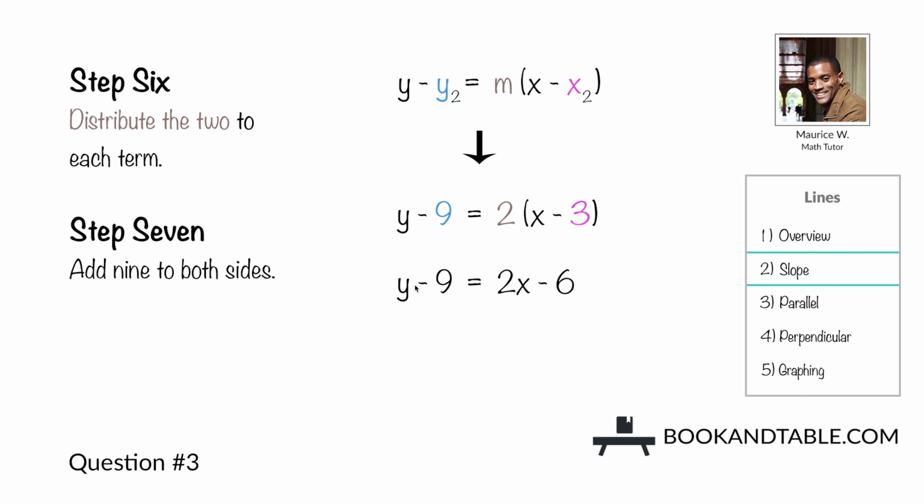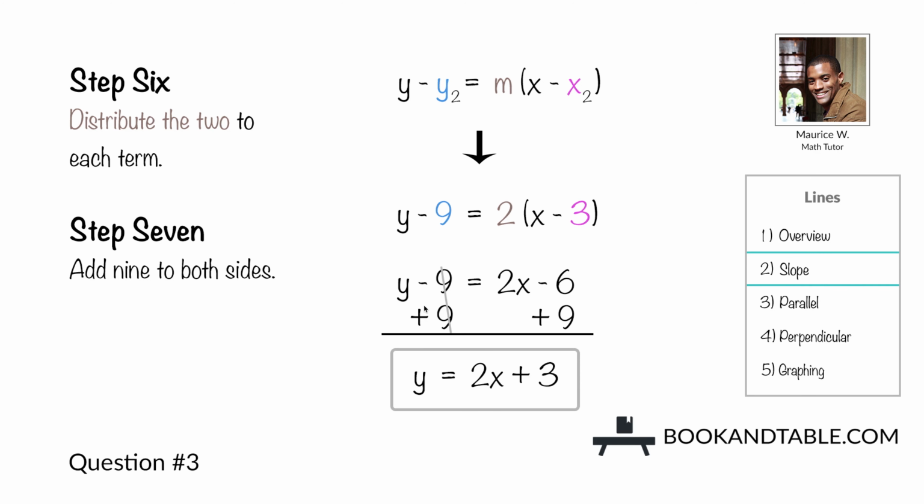To isolate y on the left side, we'll need to add 9 to both sides, which gives us y is equal to 2x. Negative 6 plus 9 is positive 3. So again, we wind up with the same equation. y is equal to 2x plus 3.